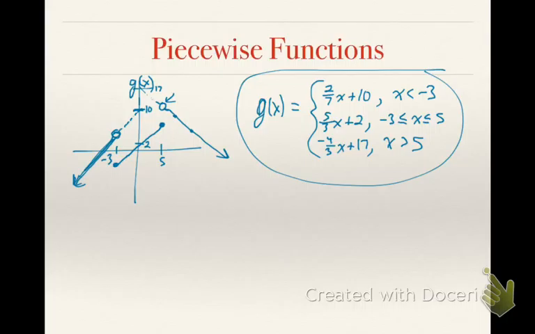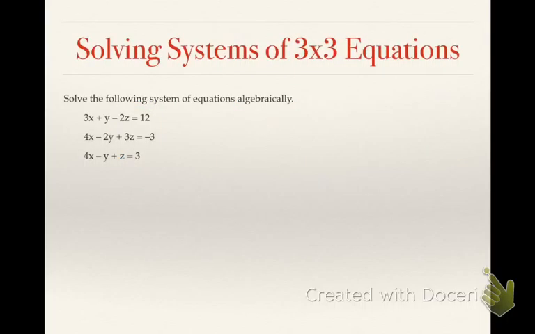Let's move on to solving systems of 3x3 equations. Now this is most likely going to be an open response question on the Regents exam. So it's really important to know how to do this step by step. And the way we solve 3x3 systems is to turn the 3x3 into a 2x2 by eliminating a variable. Okay. So turn it into a 2x2 by eliminating one variable.